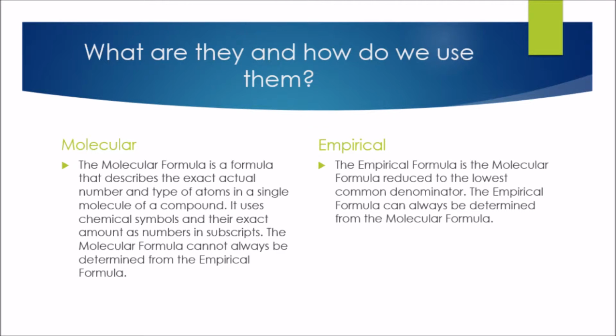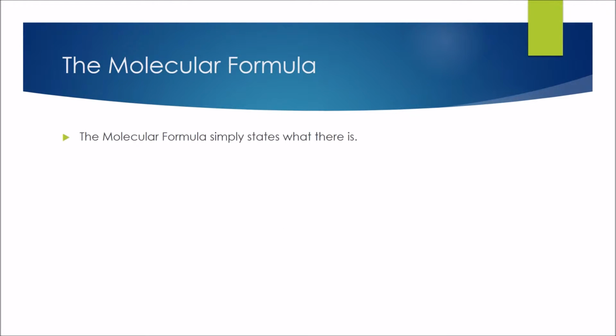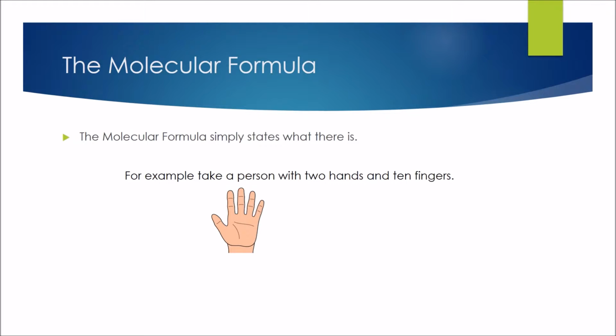The molecular formula cannot always be determined from the empirical formula. The empirical formula is the molecular formula reduced to the lowest common denominator. The empirical formula can always be determined from the molecular formula. The molecular formula simply states what there is. For example, take a person with 2 hands and 10 fingers. The molecular formula for this would be H2F10. H stands for hands, F stands for fingers.